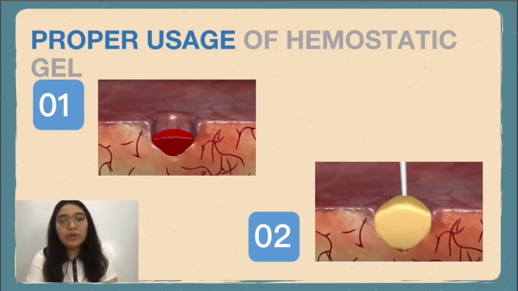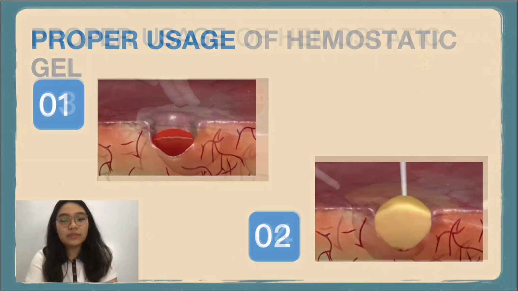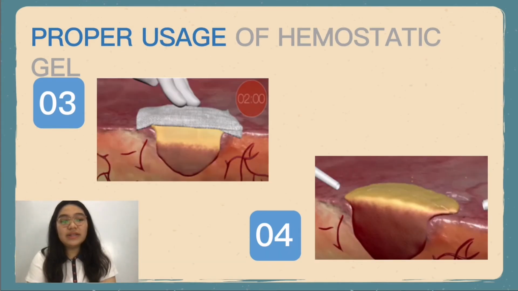Okay, so we proceed to the proper usage of hemostatic gel, and it demonstrates the stepwise procedure on how to administer the gel properly. First, identify the source of bleeding. Second, apply a sufficient amount of gel that covers the entire bleeding area. Third is to apply sterile saline moistened gauze over the gel and leave it for 1 to 2 minutes.